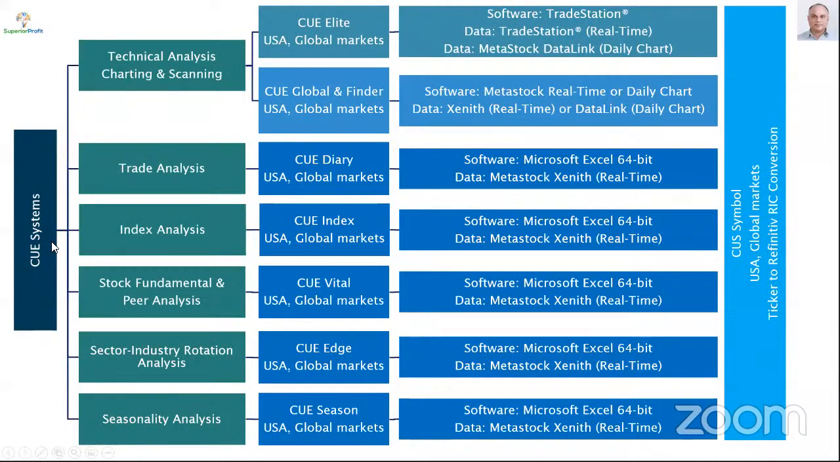In the Q Master classes, we are going through all the Q components and underlying platforms one by one. Today, we are going to look at the technical indicators and charts. They are part of Q Elite and as well as Q Global. Q Elite runs on TradeStation. Q Global runs on MetaStock.